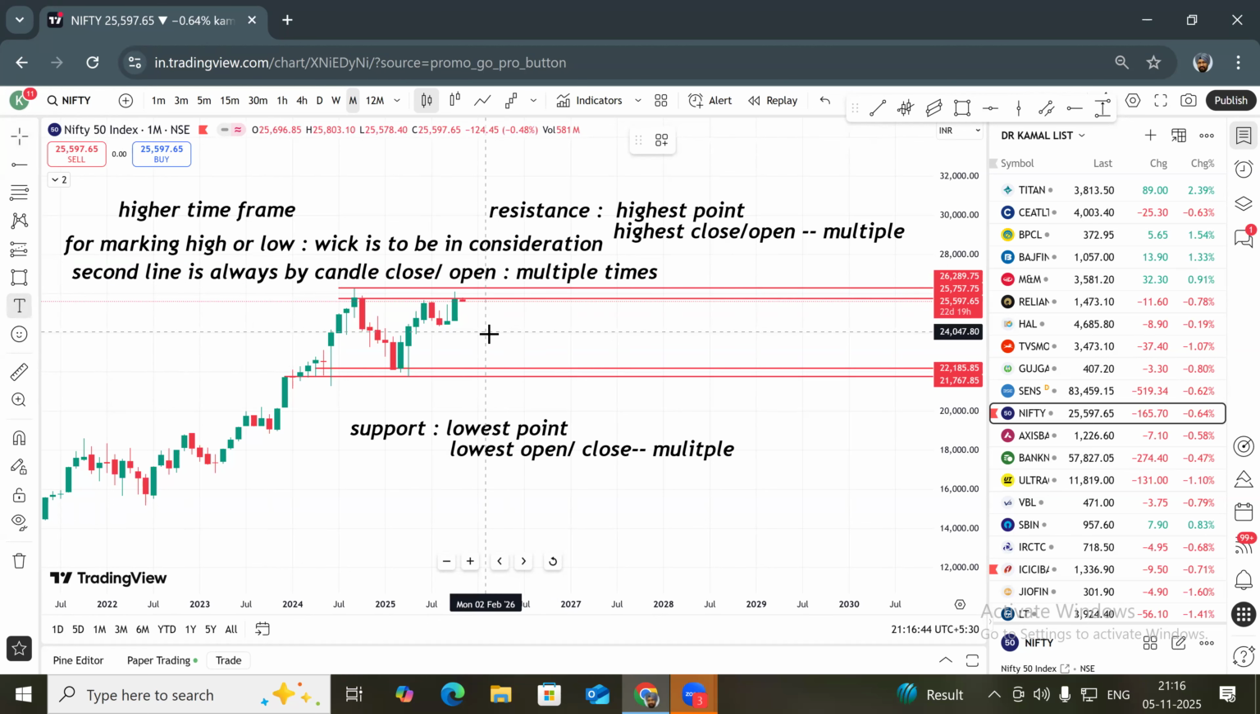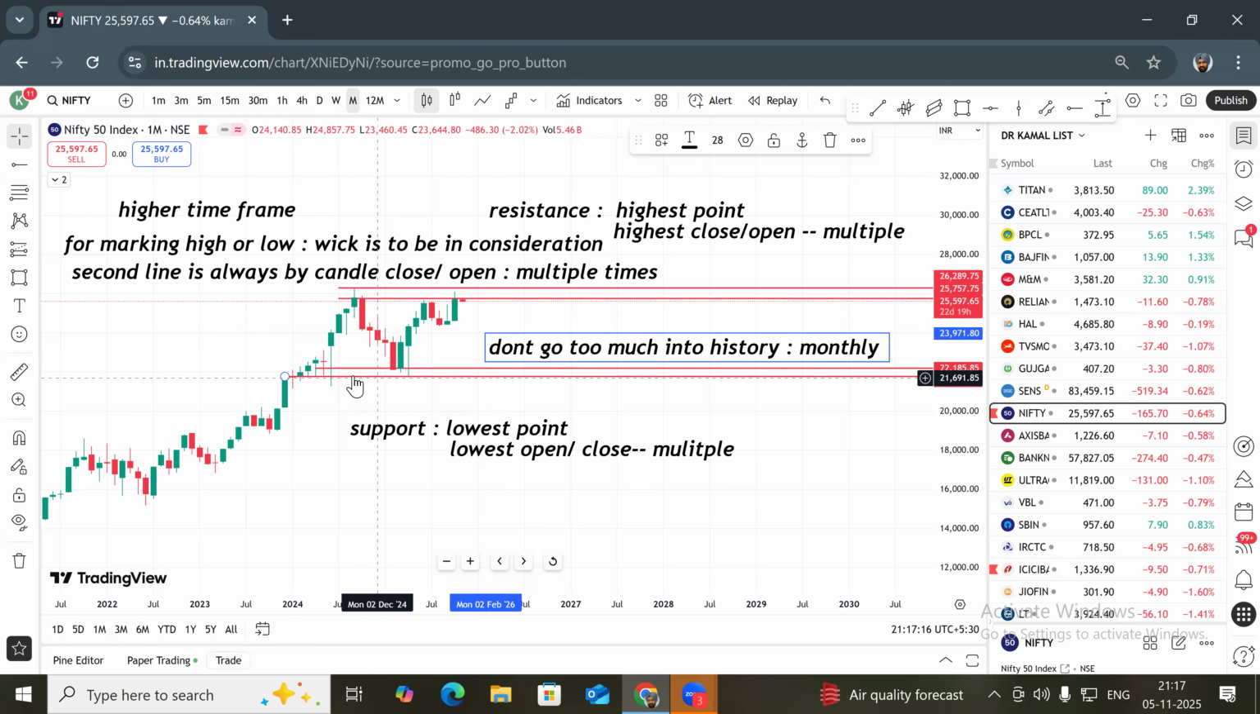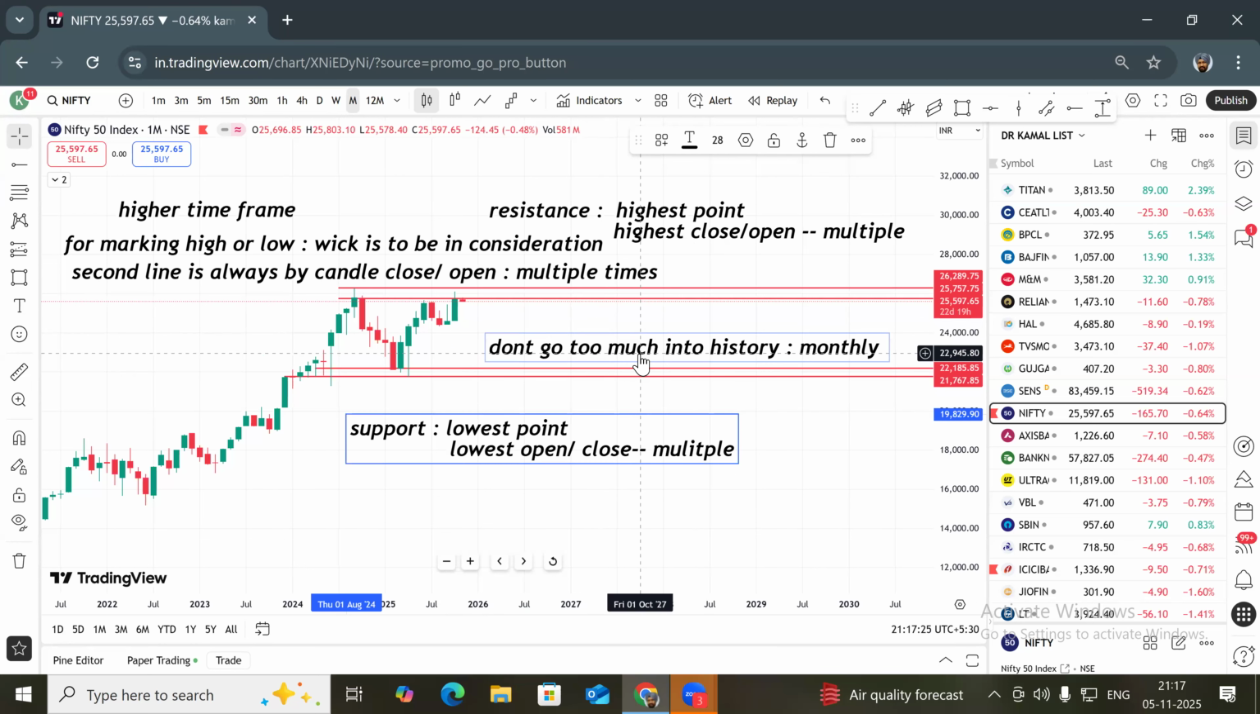Third most important part is don't go too much into the history. When you are specifically on the monthly time frame, you should not try. If you are getting the data within 6 months, good. Maximum stretch it till a year. Don't go beyond 1 year, because then it's in history. Nobody remembers that. People remember this point as a very important point. So these are some cardinal rules of marking the things on a monthly time frame.